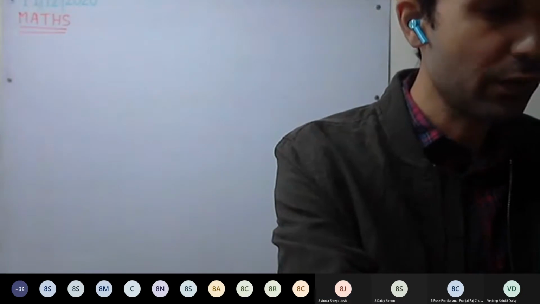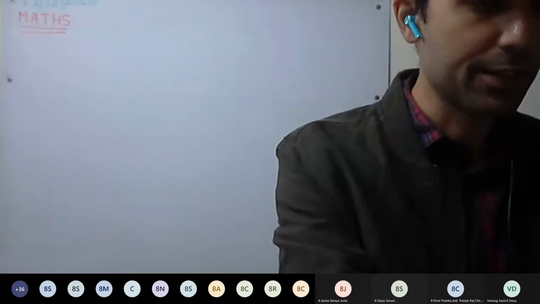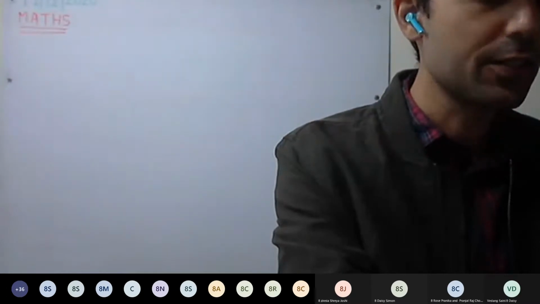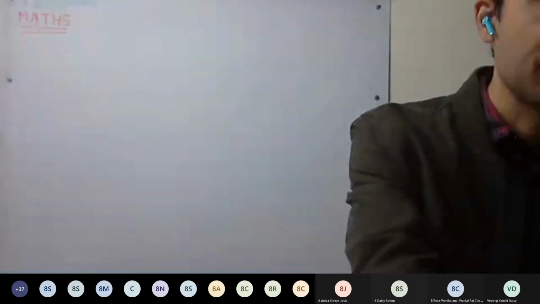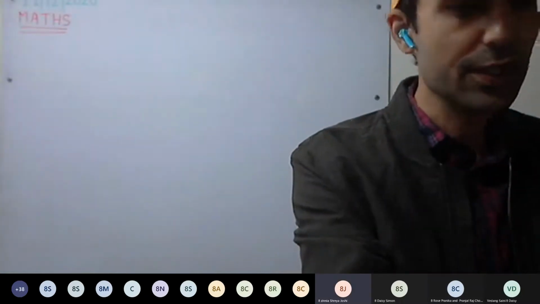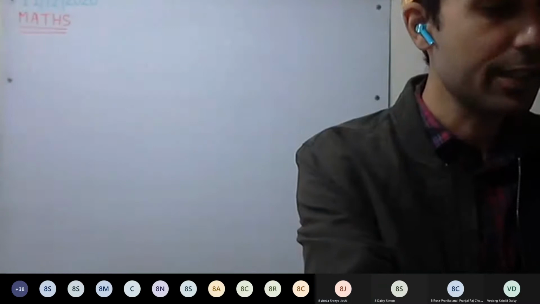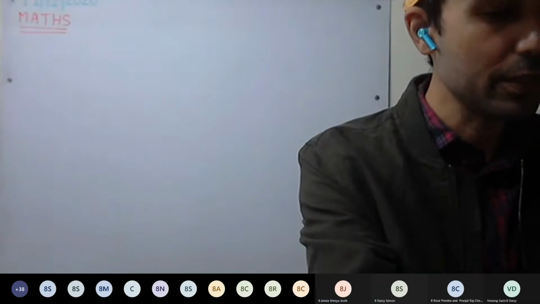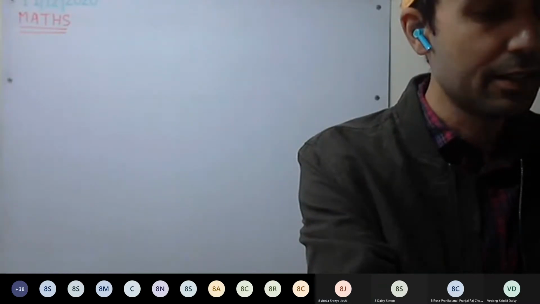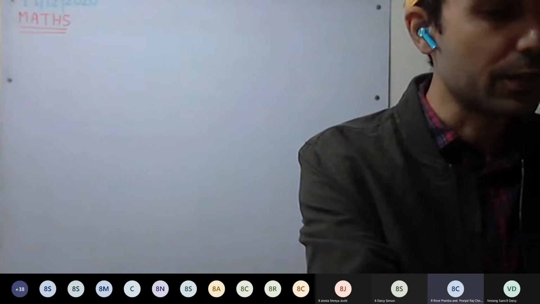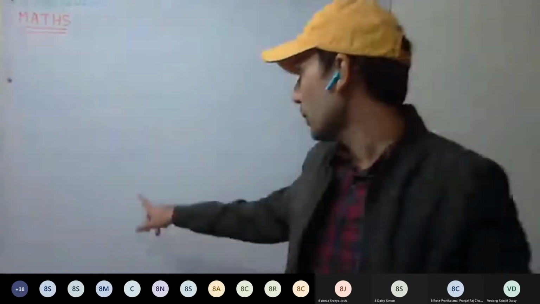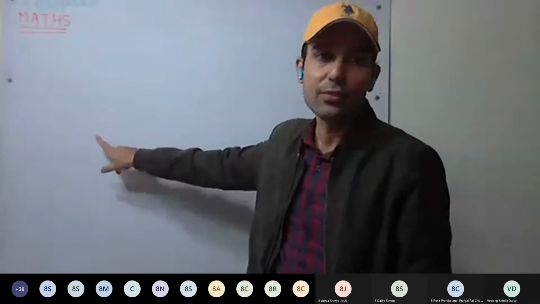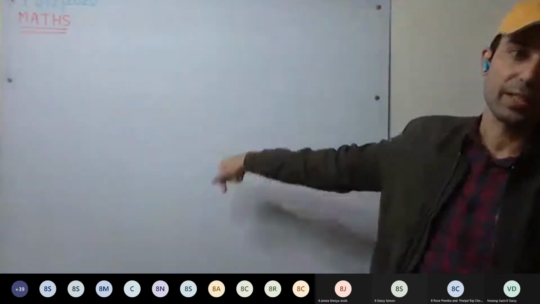Okay. Fifth one, which of the following are true for a rhombus? All the sides of a rhombus are of the same length. True. The diagonals of a rhombus do not bisect each other. False. In all the four figures, they bisect each other. The diagonals of a rhombus bisect each other at right angles. It's true. The diagonals of a rhombus are equal. False. If they become equal, it will become a square.